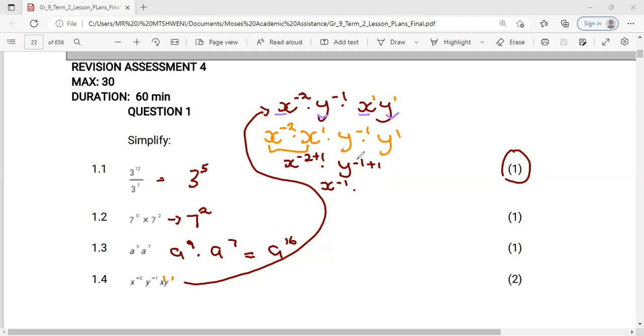Multiplied by this, it cancels that one automatically. Now that means you'll be left with y. That's where it stops. That's why it is 2 marks.